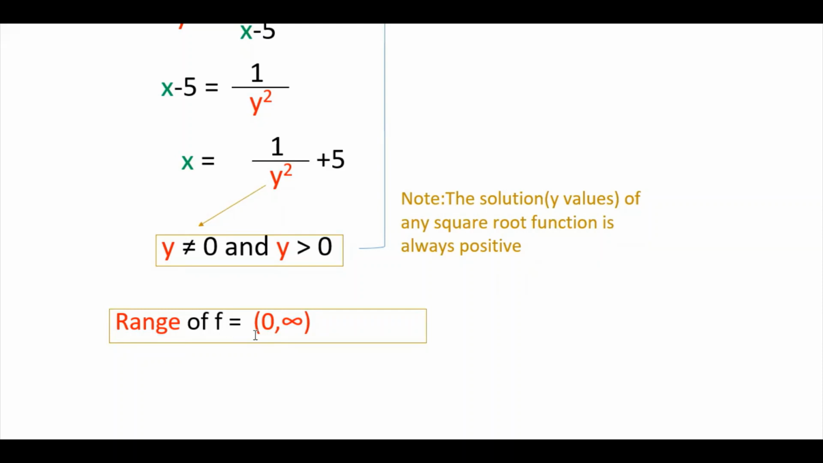Therefore, the range of this function is, you are excluding 0 also. Because here y is not equal to 0, it means you are not getting the value 0 in this solution, and you are getting all positive values only. So that is the meaning. So you have to write that the range is 0, infinity. You are excluding 0 here.